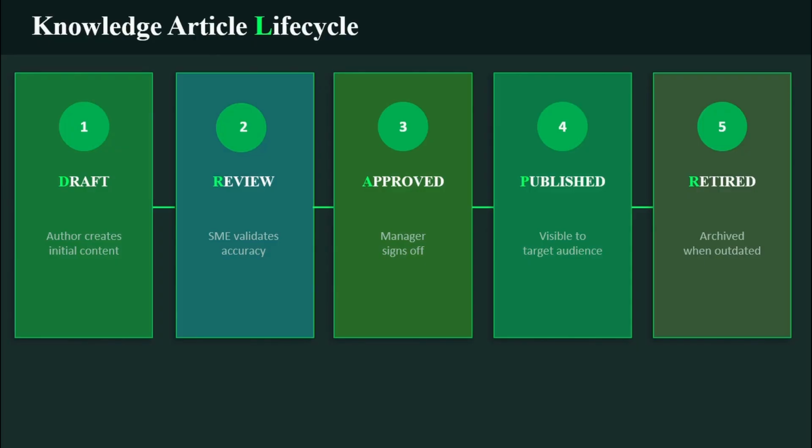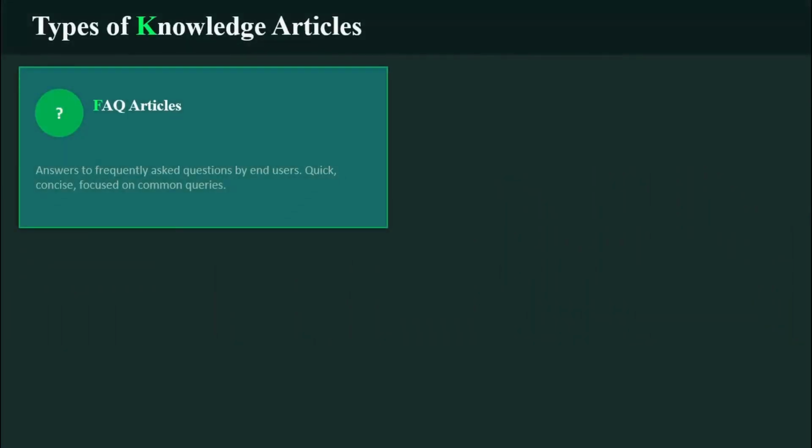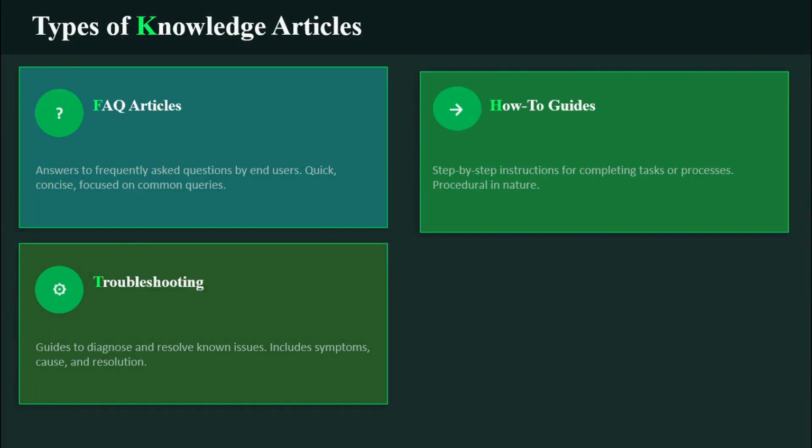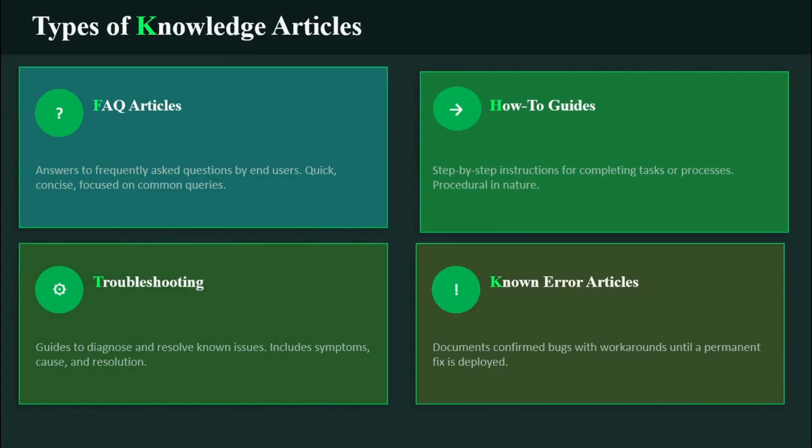Next, let's look into different types of knowledge articles. FAQ articles provide quick answers to common questions. Next, how-to guides give step-by-step instructions. Third, troubleshooting articles help diagnose and resolve issues. Last, known error articles document confirmed errors along with temporary workarounds.